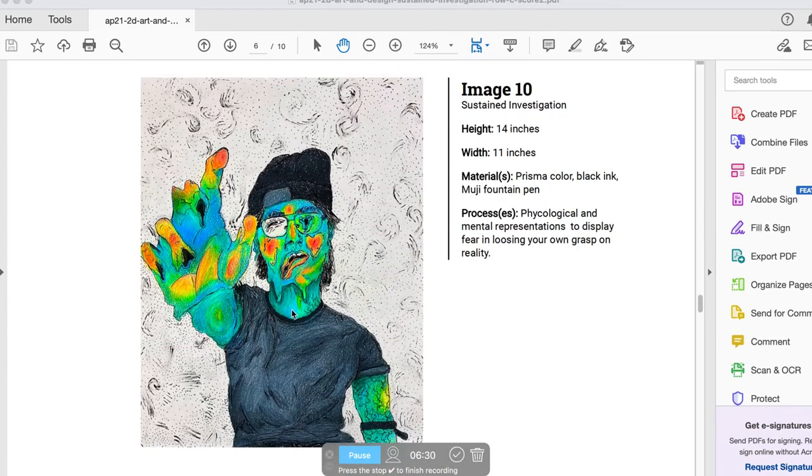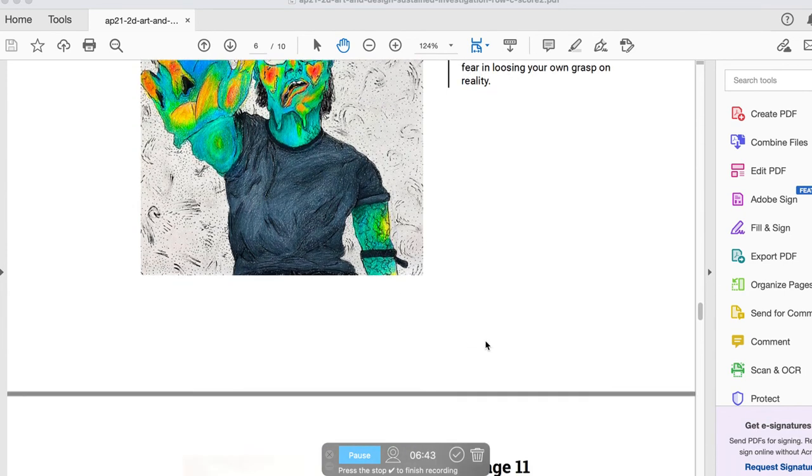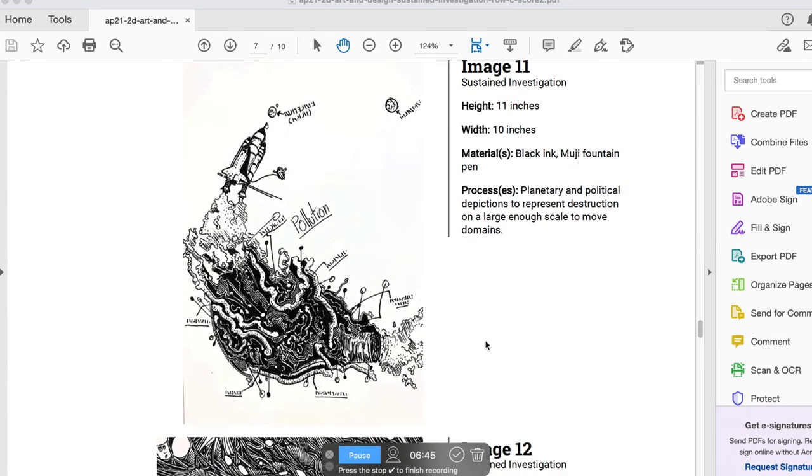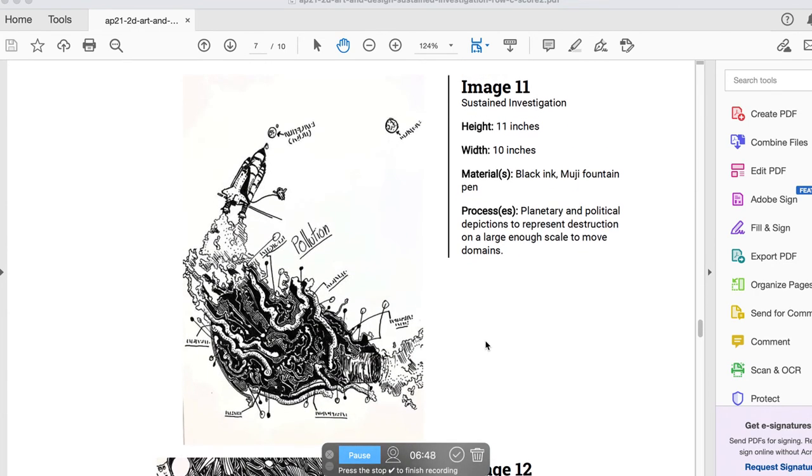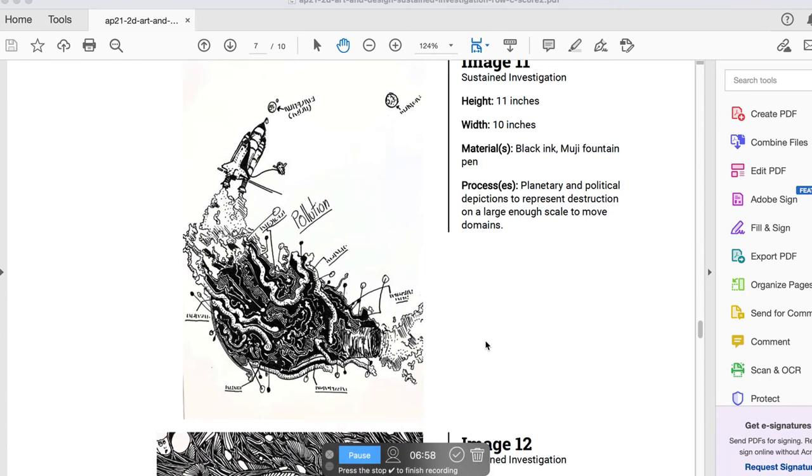Image 10, materials: Prismacolor, black ink, Muji fountain pen. Processes: psychological and mental representations to display fear in losing your own grasp of reality. Image 11, black ink, Muji fountain pen. Processes: planetary and political depictions to represent destruction on a large enough scale to move domains.